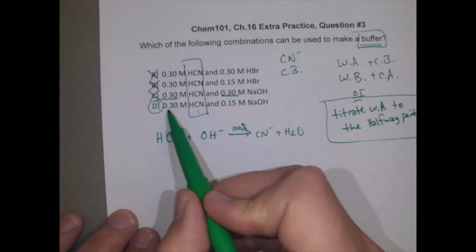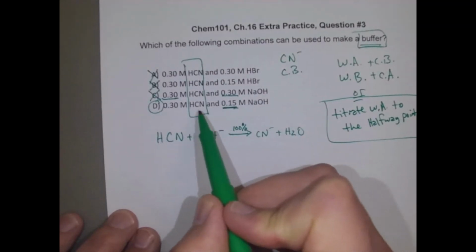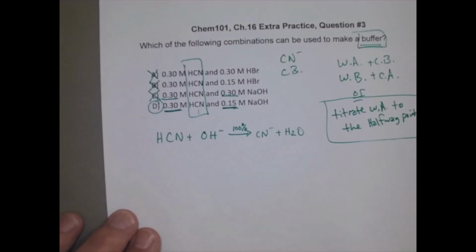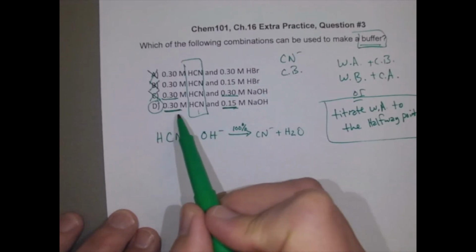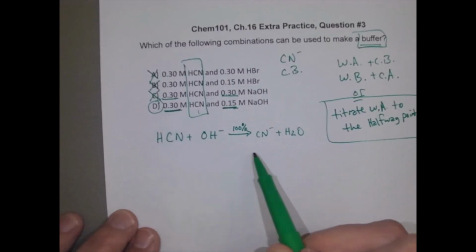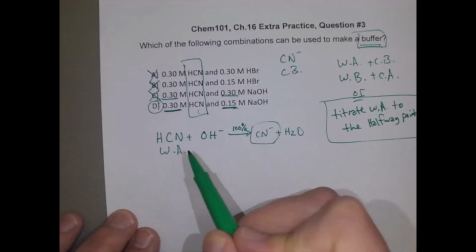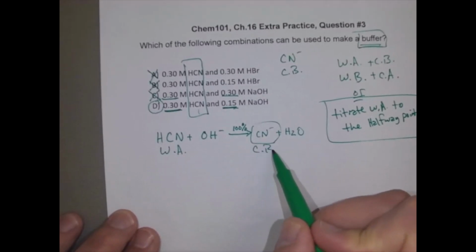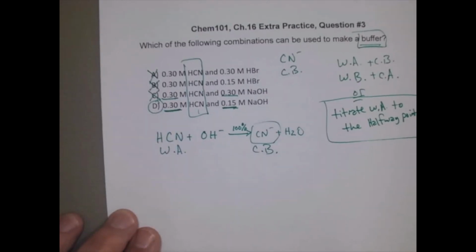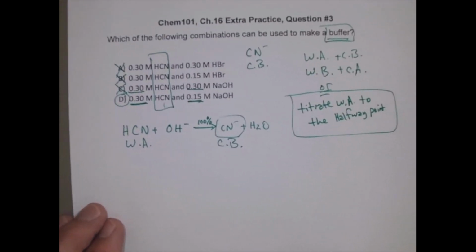But it also makes sense because this concentration is lower than the concentration of my weak acid. So that's going to titrate about half of my weak acid into the conjugate base. So I will end up having this combination, this mixture of a weak acid and its conjugate base. So D is what we're going to do to create a buffer.